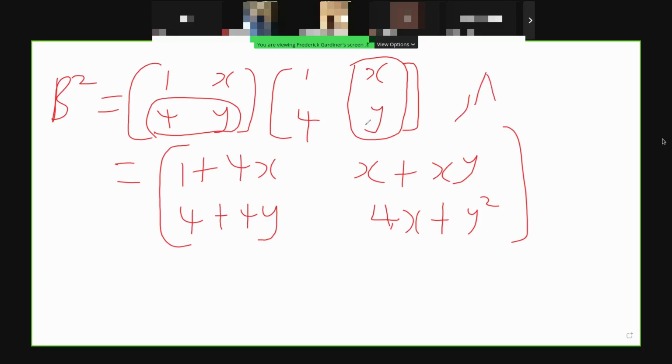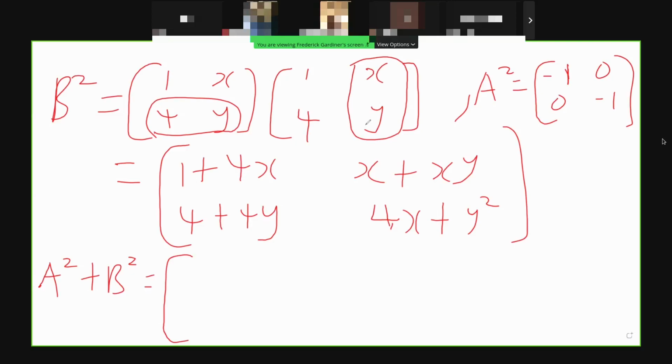Remember that our a squared was -1, 0, 0, -1. So now what will be our a squared plus b squared? You see that we are going to have 1 plus 4x in bracket, plus -1. Do you see that? Can you go over it again? Yes, sir. You are adding b squared. Look at b squared.